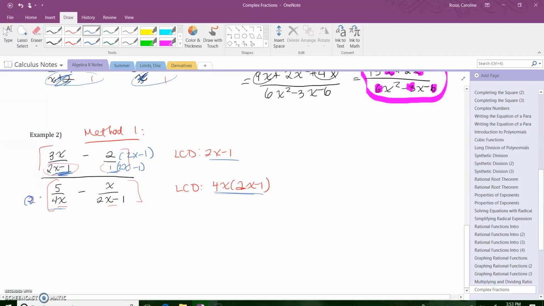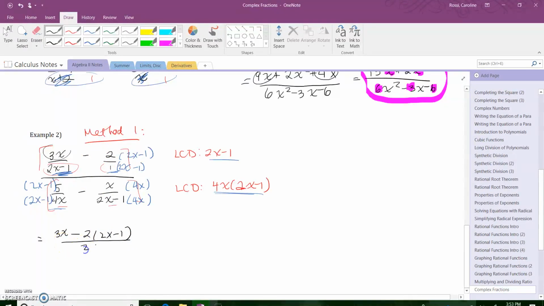I have 4x, so I need 2x minus 1 on the top and bottom. And I need a 4x here. I already have the 2x minus 1. Okay, so let's rewrite this here. And the 3x is good to go. I have minus 2 times 2x minus 1.